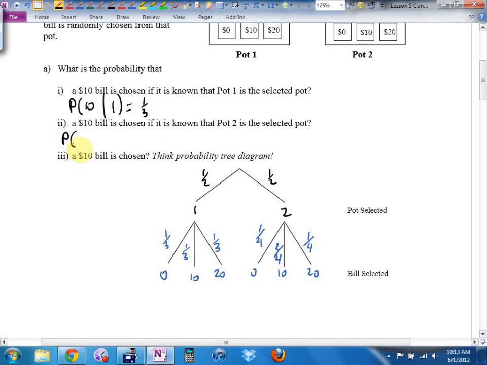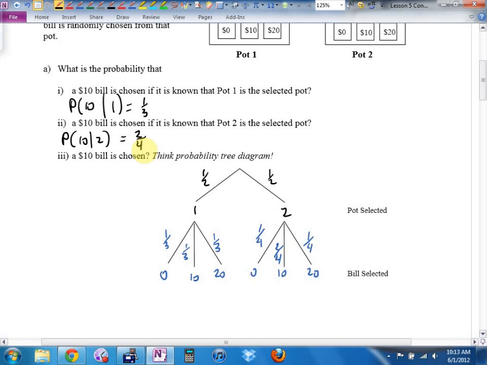The second question: given that you're in pot 2, what's the probability that you got a $10 bill? So that's going to be a 10 given 2, and I can read that right from the tree. Dominique, 2 out of 4. Or I could simply say to you, hey, what are the odds of you getting a 10?